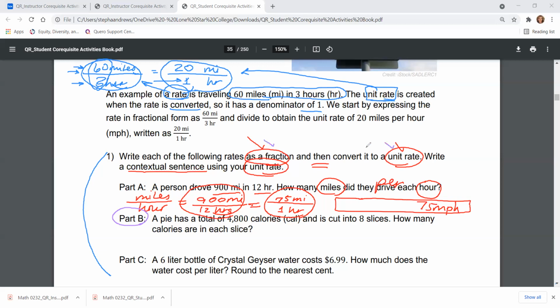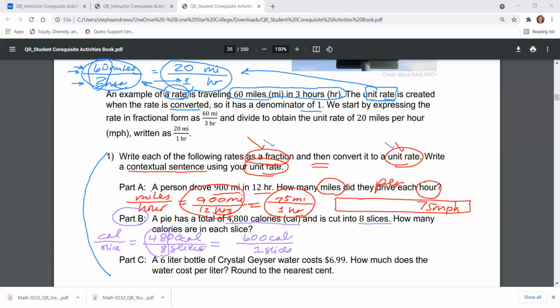Again, it asks us to do a fraction and a unit rate. A pie, 4,800 calories. We're going to cut it into 8 slices. How many calories are in each slice? So they're wanting to know how many calories per slice. So I'm going to go grab my calories number, and I've got 4,800 calories. I've got 8 slices, and I either do some mental math or grab my calculator, but I know that 48 divided by 8 is 6. I didn't mess with those zeros. So 600 calories per one slice.